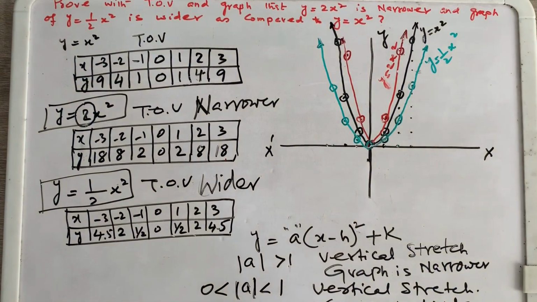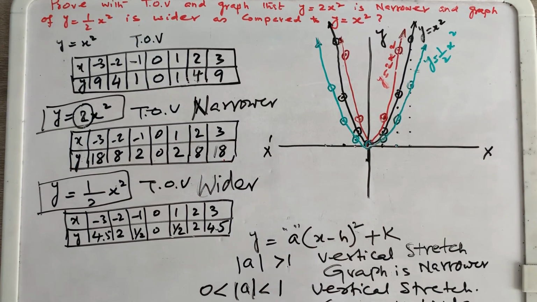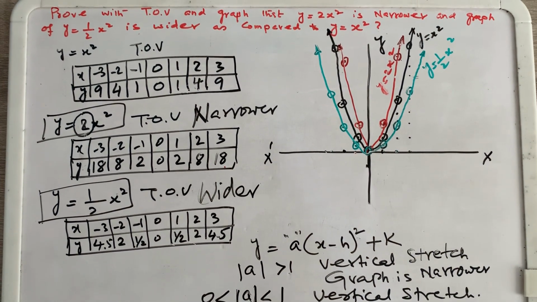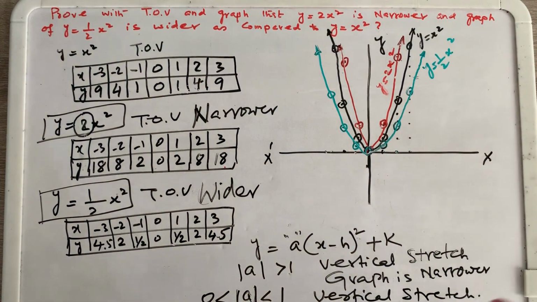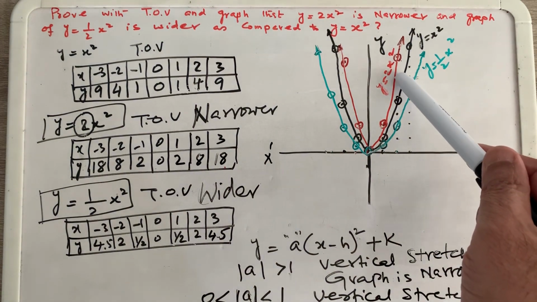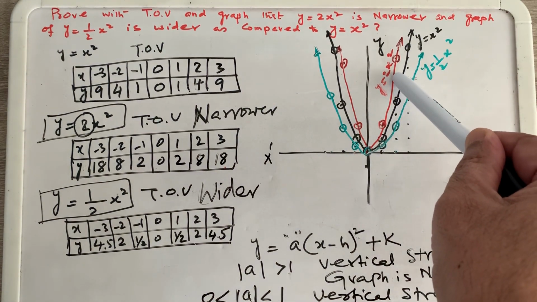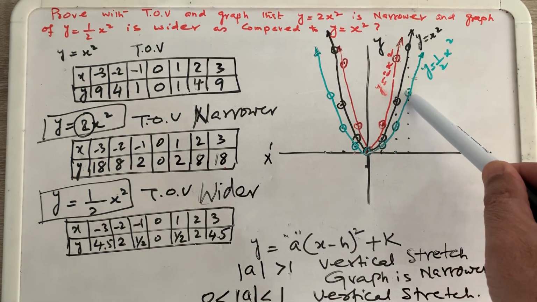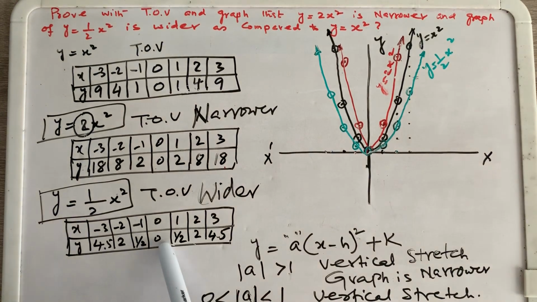So we did all about this question, that we prove by the table of values and by the graph that y is equals to 2x square is narrower, and the graph of y is equals to half x square is wider as compared to y is equals to x square, the original graph, right? So our original graph is in black, and then we have the red graph, which is y is equals to 2x square, which is narrower, and then we have a wider graph for y is equals to half x square, and the values are also saying the same thing.